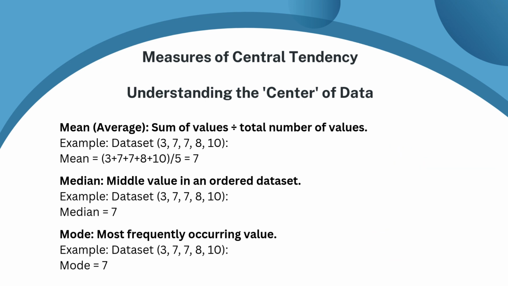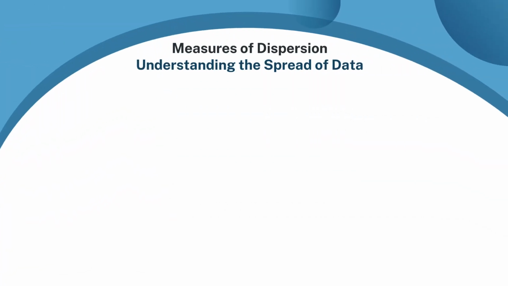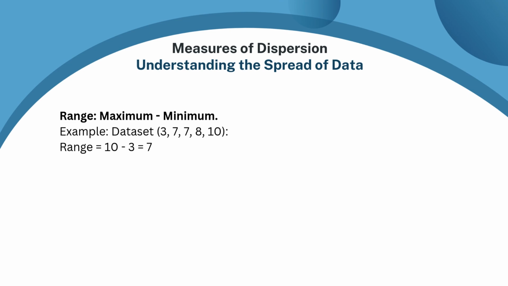To recap, the mean gives you the average. The median identifies the middle value. The mode highlights the most common value. Each of these measures is useful for summarizing data, but the best choice depends on the context of your analysis. For example, if your data has extreme values, the mean might be misleading, and the median could provide a better sense of the center.